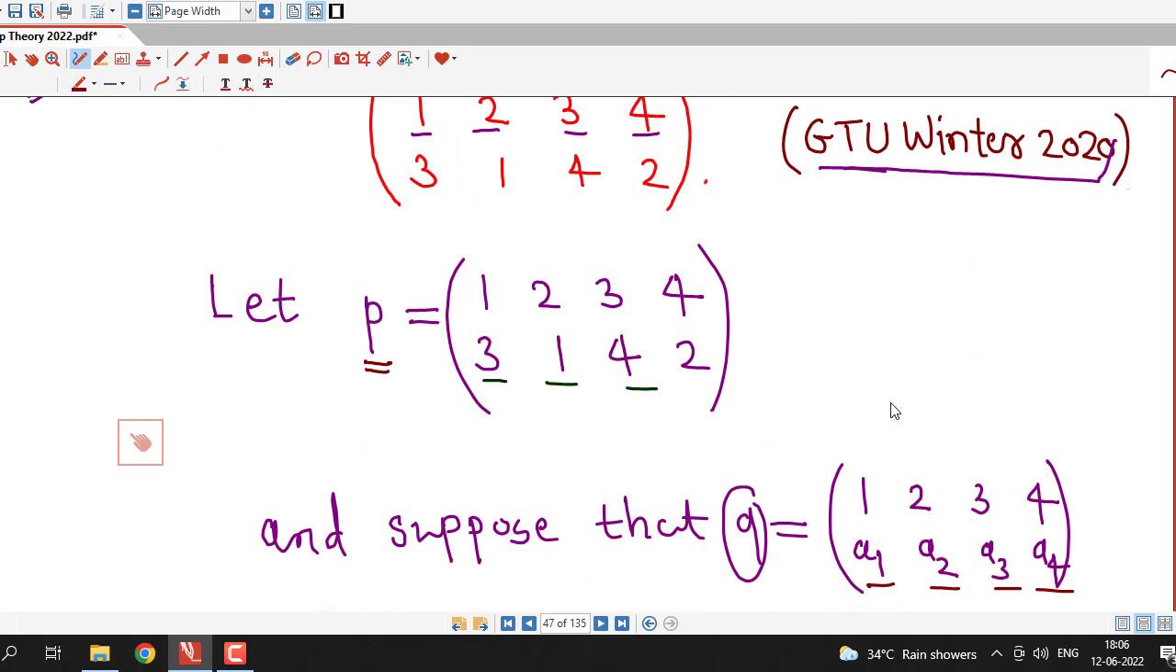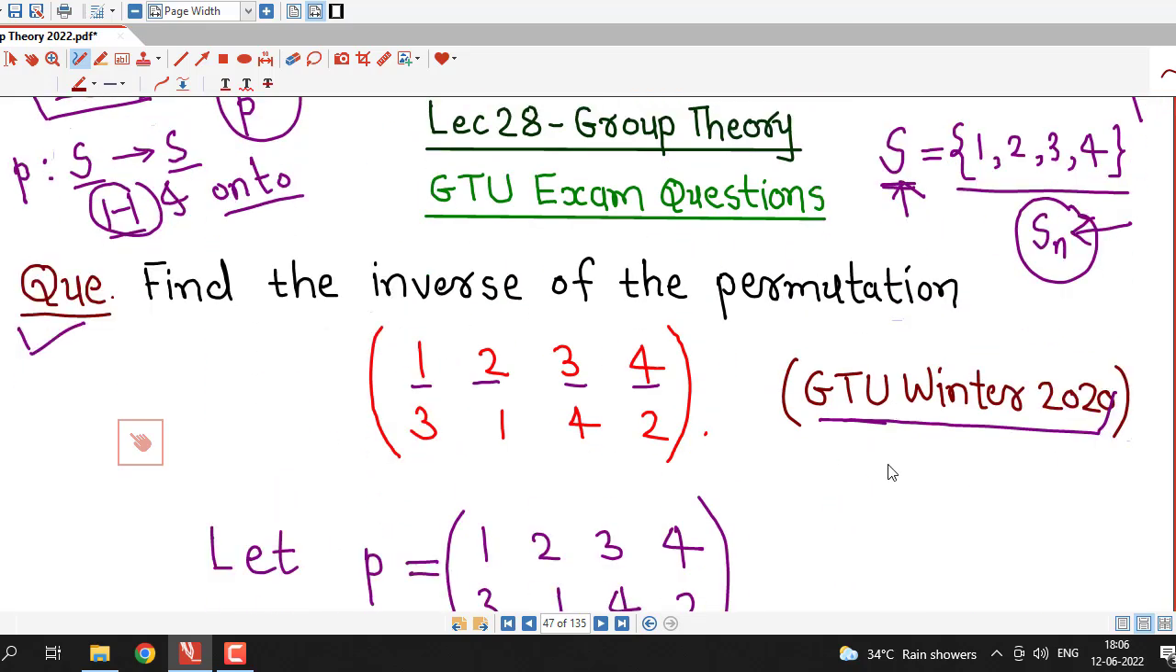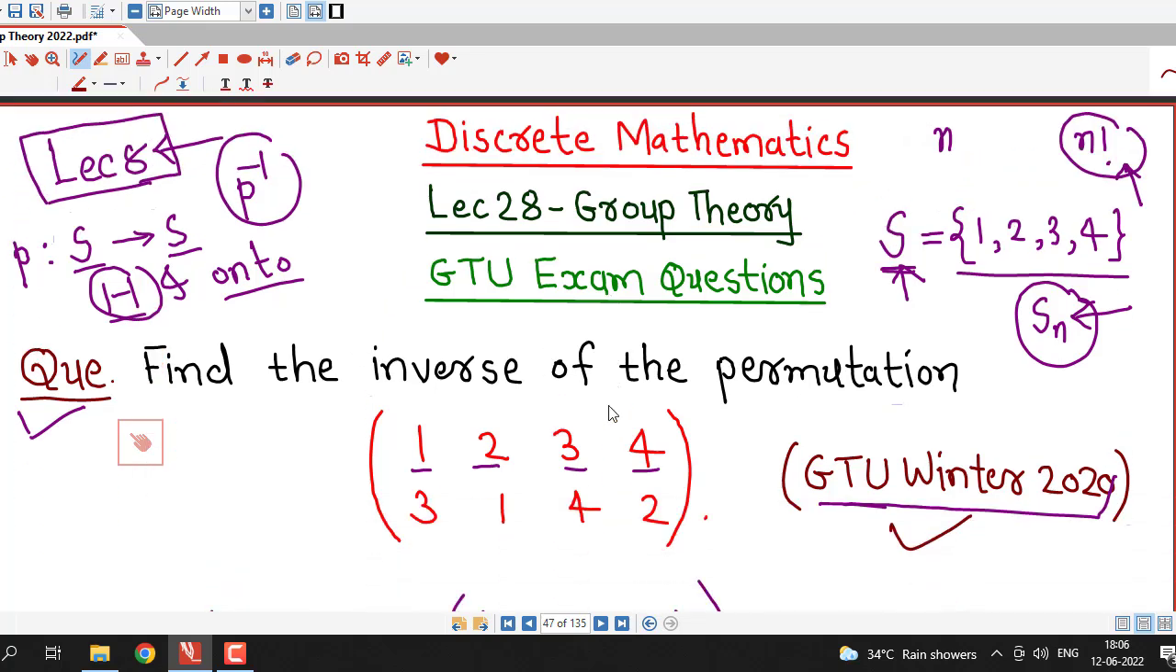So sometimes they can ask this type of question. They have asked this question in GTU Winter 2020 exam. So I hope you understand how to find the inverse of given permutation, and with this I stop this session.